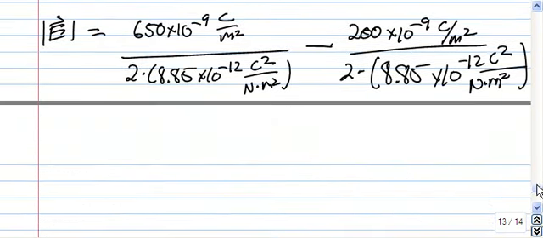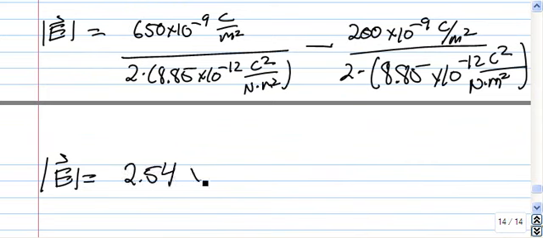Okay, so we have the two fields. Now we just need to put in the numbers and solve. The magnitude of the E field, therefore, winds up being 2.54 times 10 to the 4 newtons per coulomb.